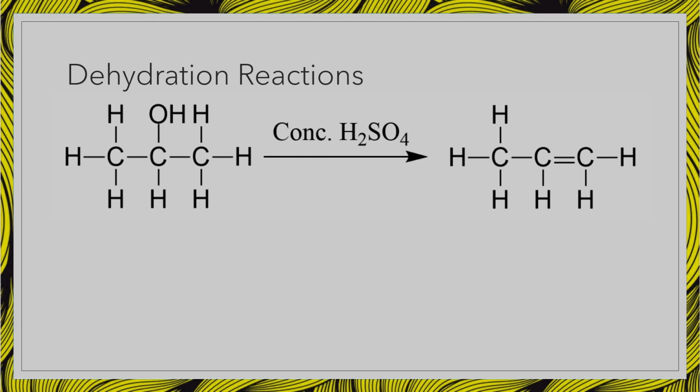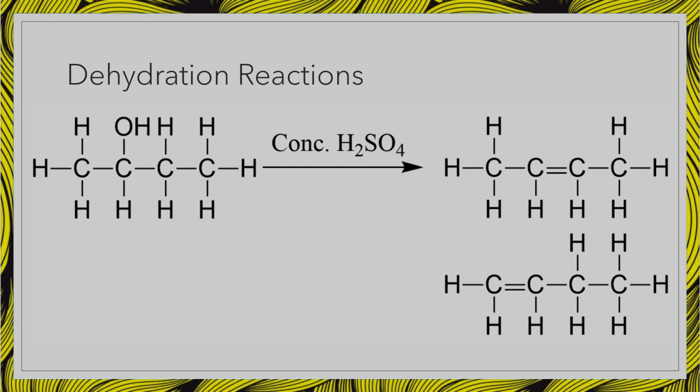So here, propan-2-ol is reacted with concentrated H2SO4, and that produces prop-1-ene. Remember, we can name it either way. The double bond can also go either way. It can go to the left or it can go to the right. It doesn't matter. In this case, it produces the same molecule.